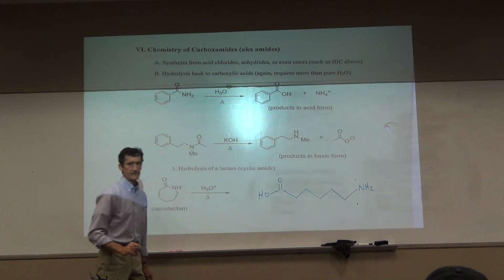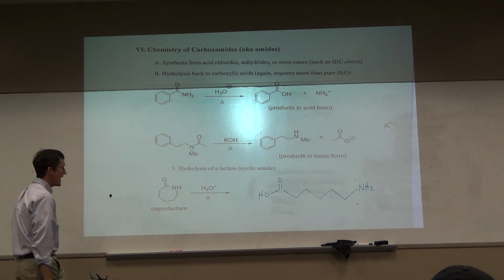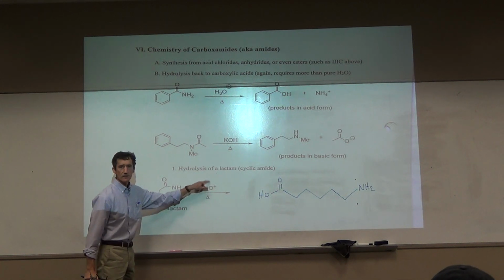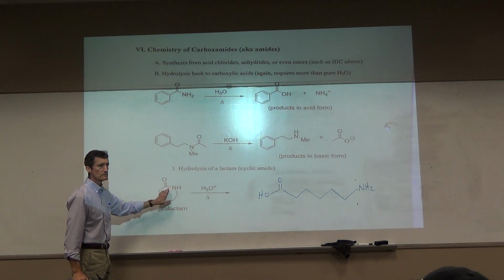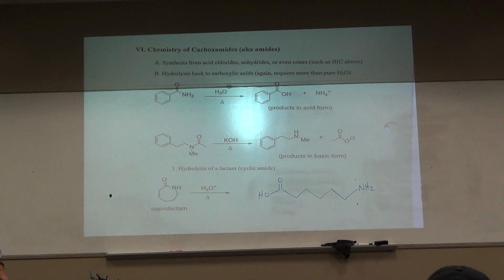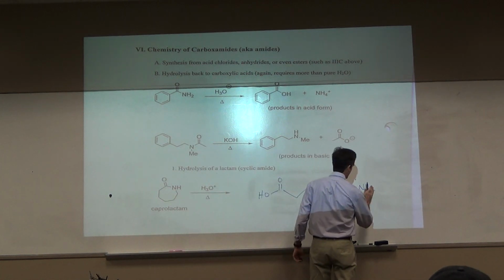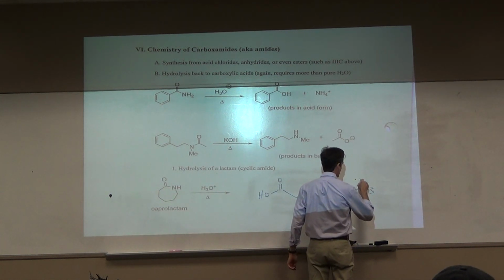This carboxylic acid. The leaving group has really not left. The nitrogen is still connected to the molecule, right? This is acidic conditions. How's this going to exist? It's ammonia. This is going to be protonated here. This is going to be NH3+.